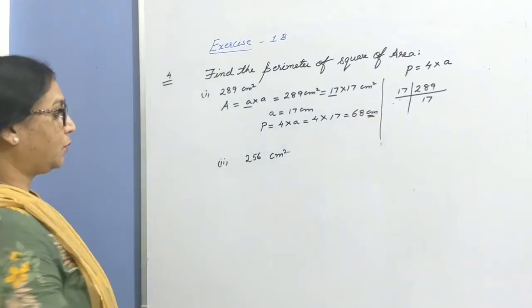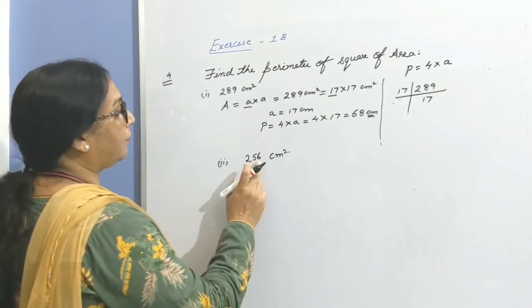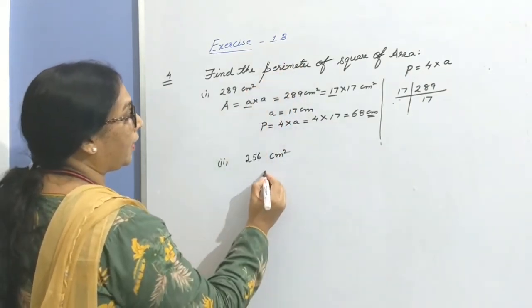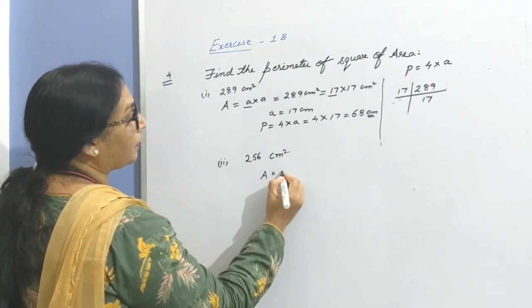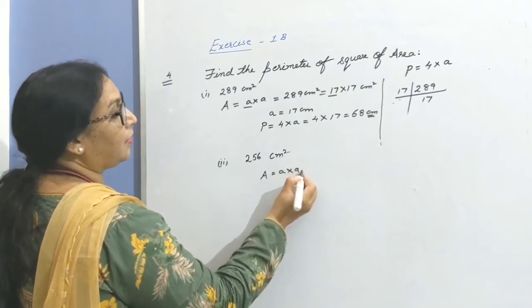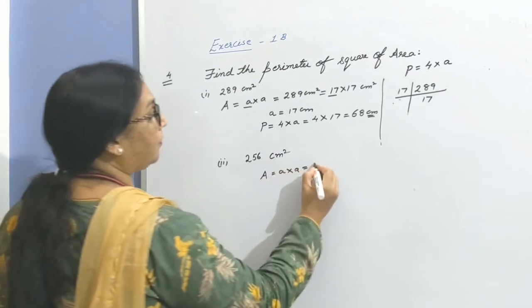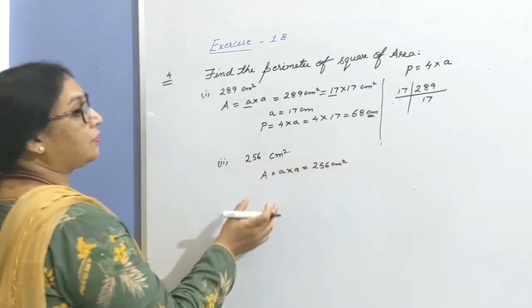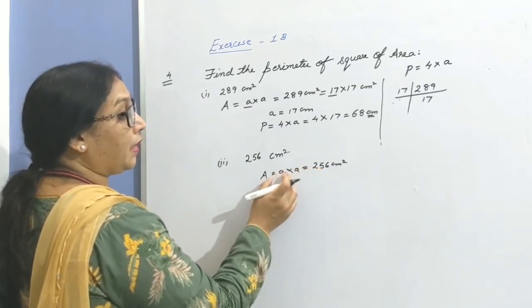Clear? Now let's move to the next one. 256 centimeter square is the area of the square. Area is side into side. Put the value here, 256, the given area, centimeter square, and let us try to break this number into A into A.